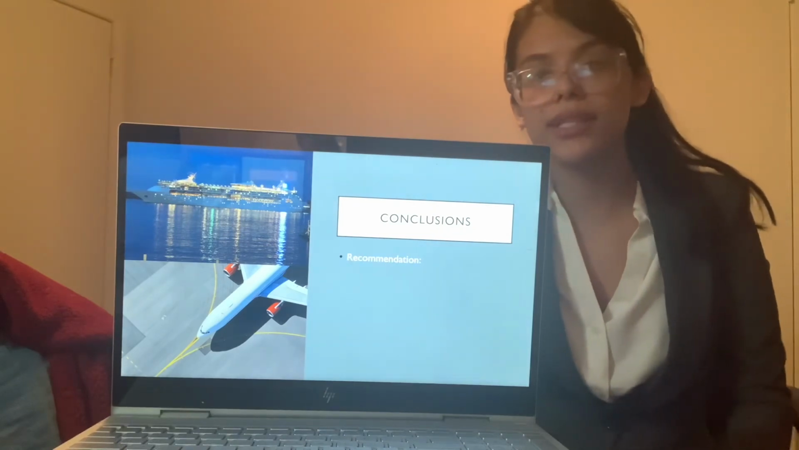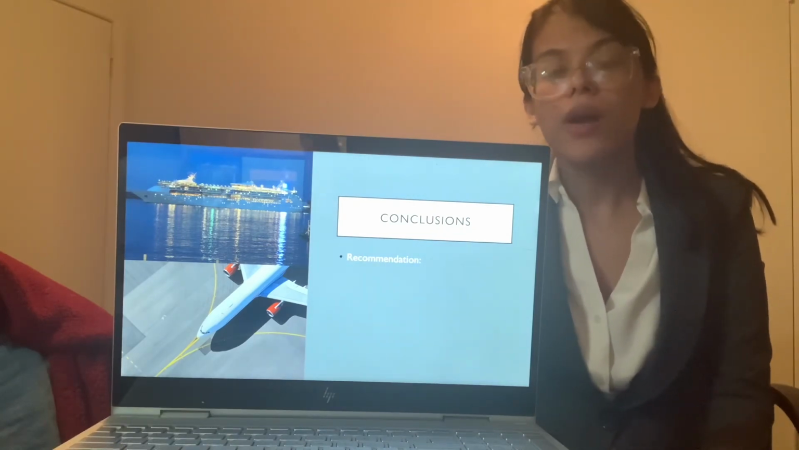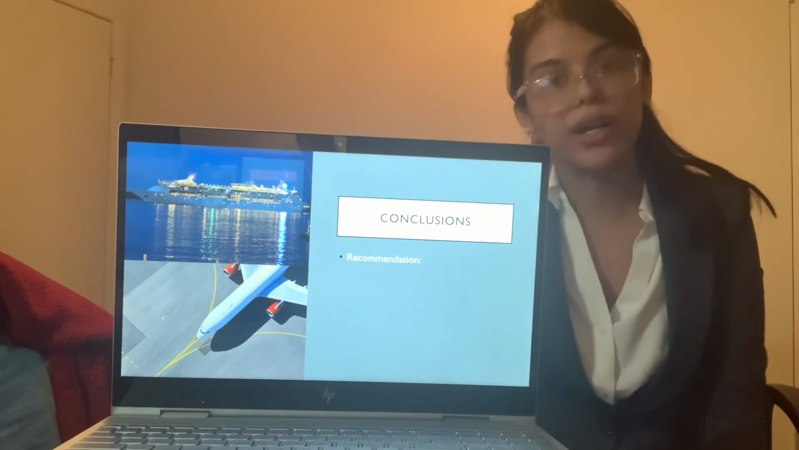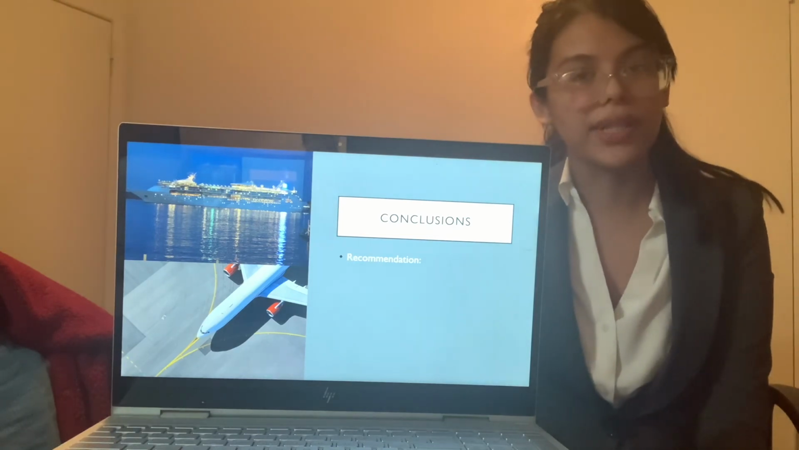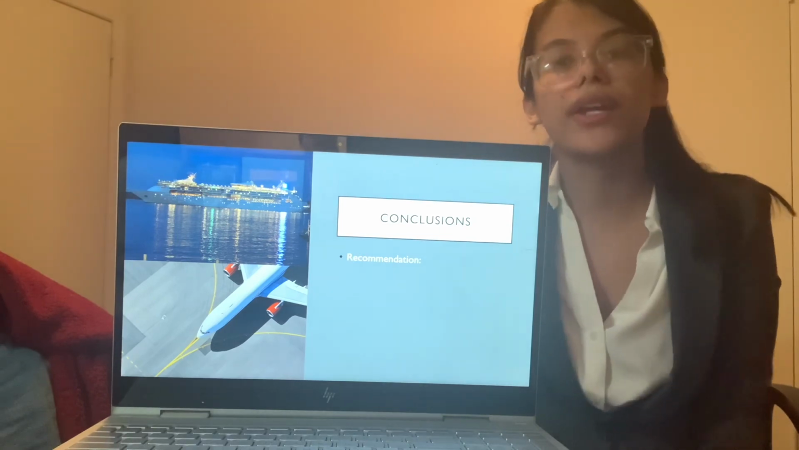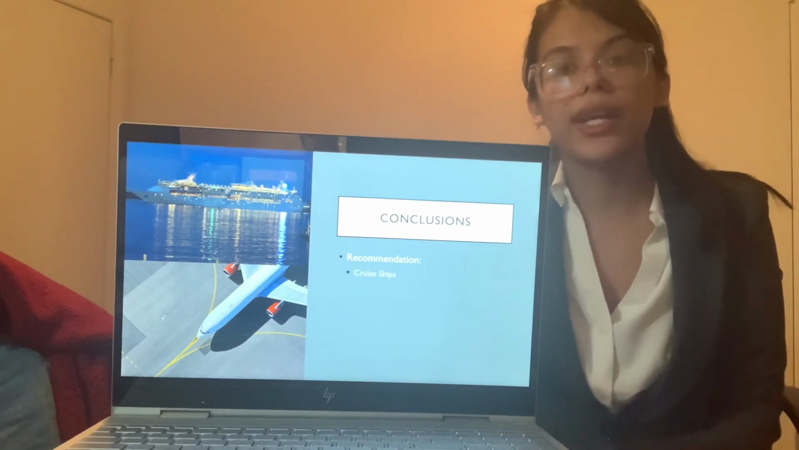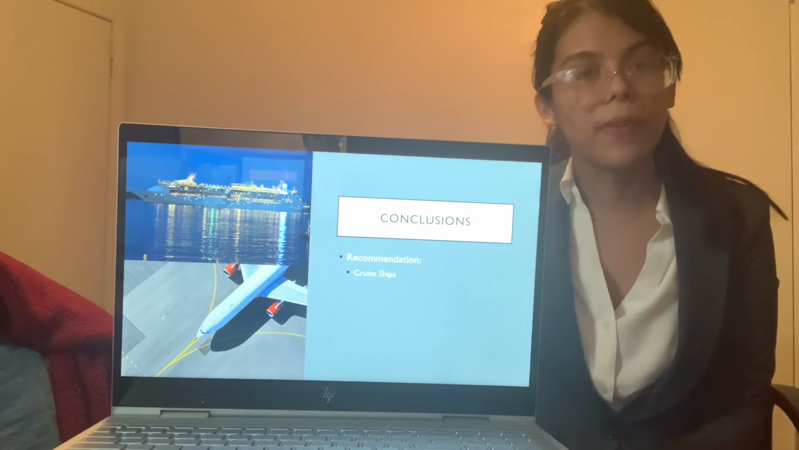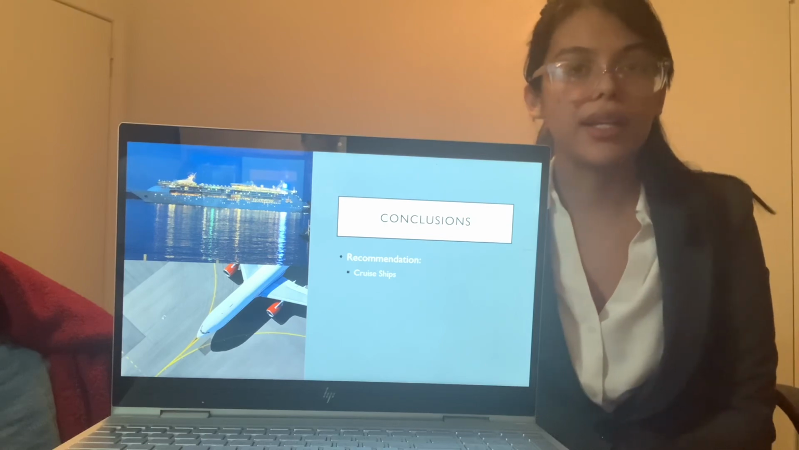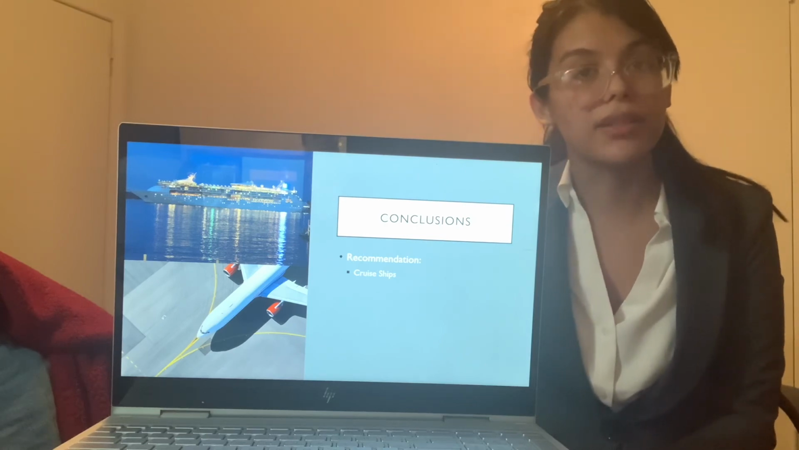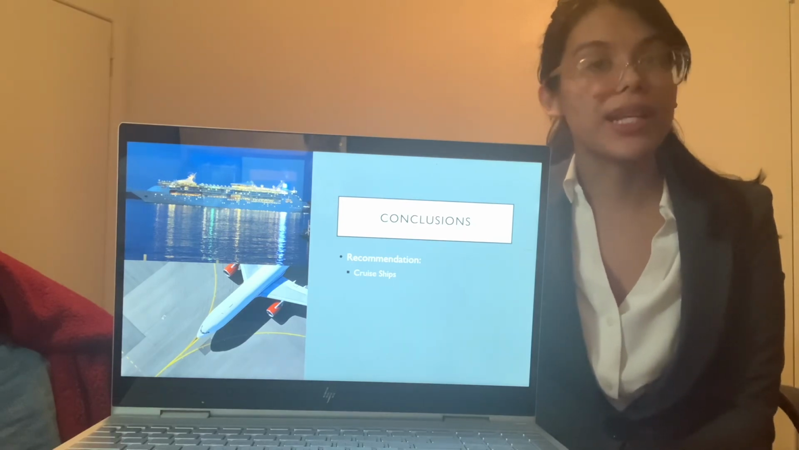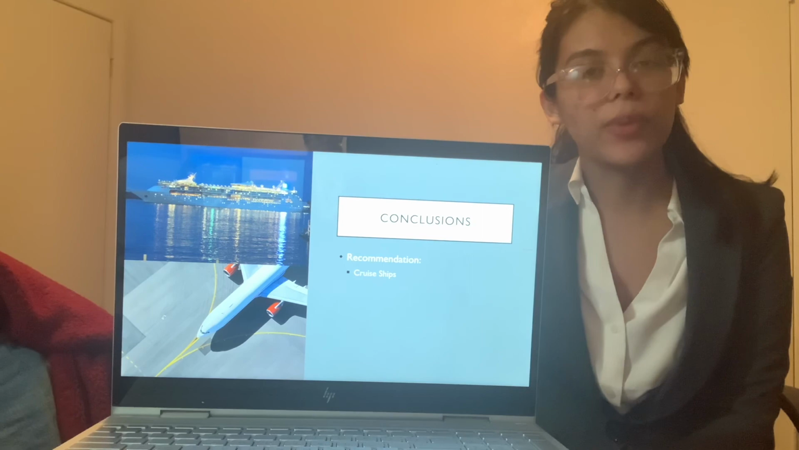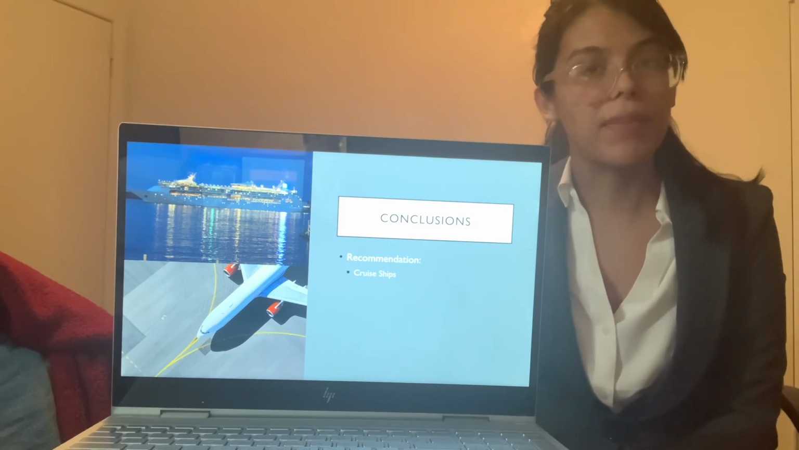Conclusions and recommendation. Out of the three criteria, cruise ships did best in two of those categories. So the clear recommendation here is cruise ships. It won in cost of production per pound, and it also won in safety in terms of passengers. The only category that it did not do well in was waste production and environmental effects.